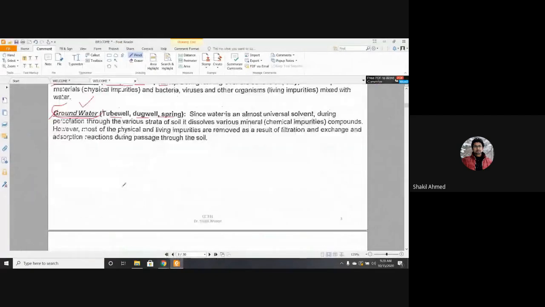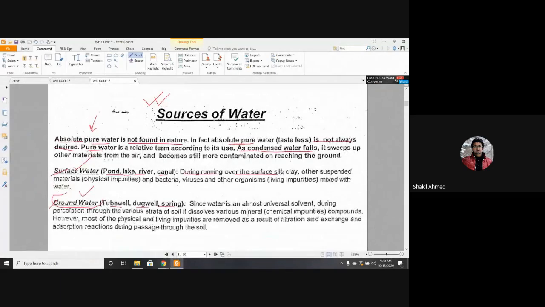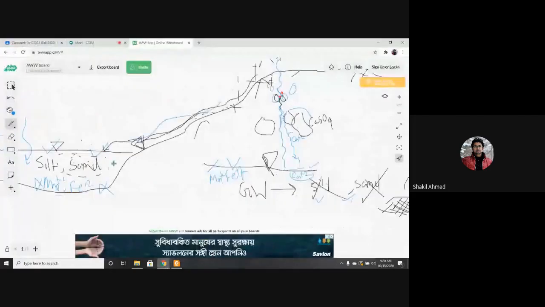So now let's see what they're talking about here. During running over the surface, surface water picks up silt, clay and other suspended material, and bacteria, virus, other organisms mix with the water. Silt, sand, bacteria, virus.